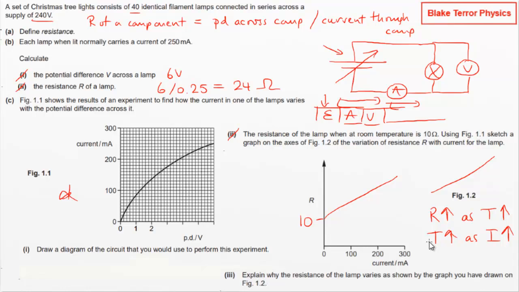You've got more things moving. You're going to get more collisions between the moving electrons and the ions, the atoms in the metal of the wire. So you're going to get greater vibration of those things, and then you're just putting more vibrational energy into the wire, which is why it's heating up. There must be another bit to this question.